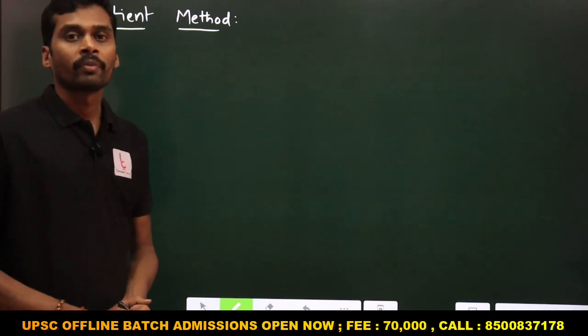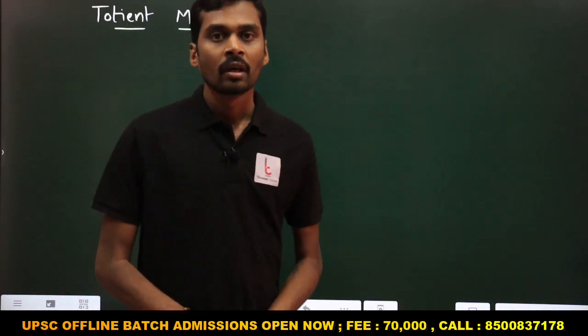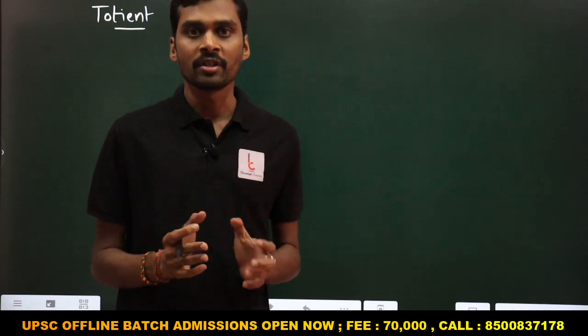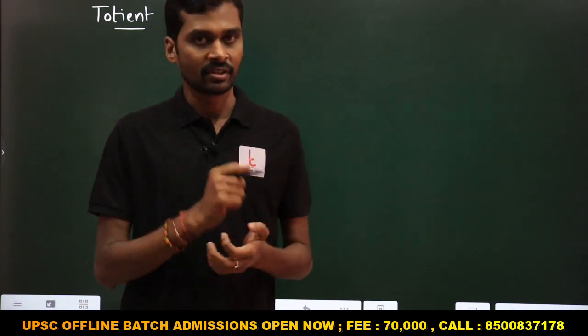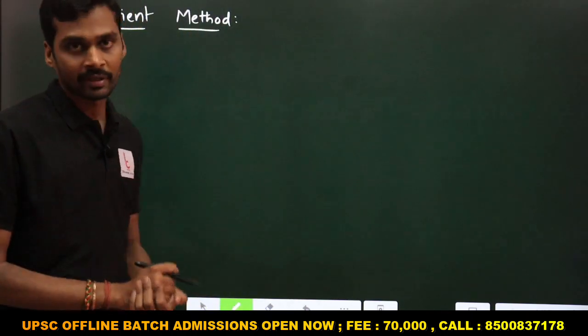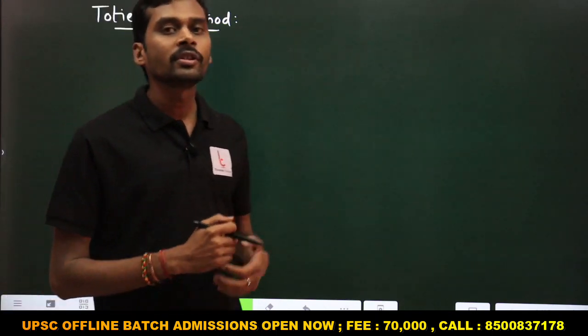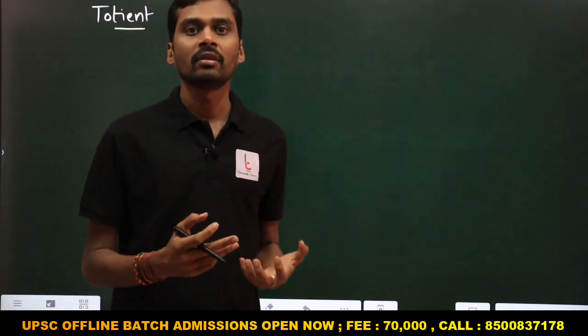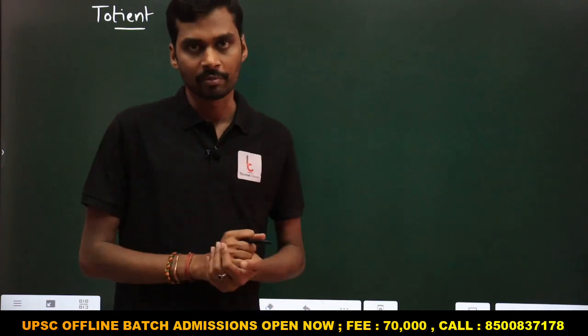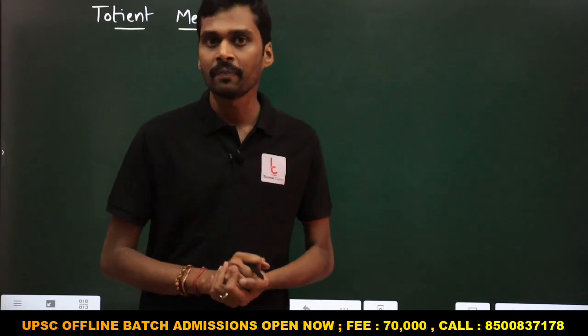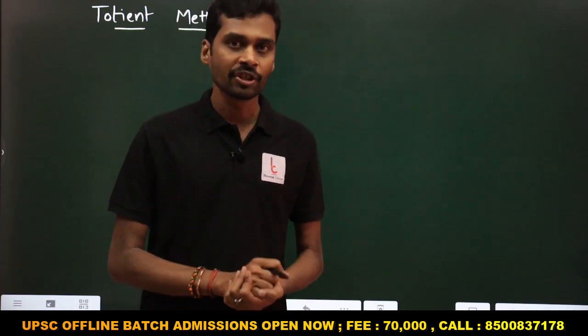Okay, so to find out the reminders, there is an important concept we have in the number system, that is nothing but the Totient method. By using this method we will find out the reminders of a lot of problems. So that's why this concept is very important. So by the way, what is the Totient method?